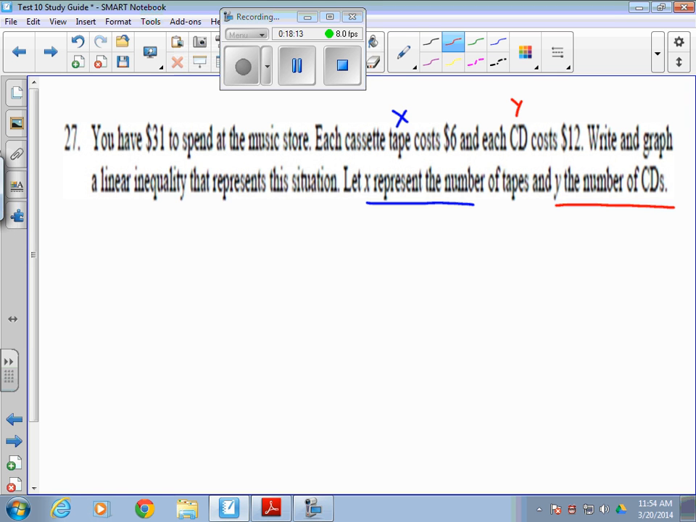CDs are Y. So 6 times however many tapes you buy plus 12 times however many CDs you buy has got to be, it tells us at the beginning, you only have $31 to spend. So those two together have got to be less than or equal to $31, since you have $31 to spend, but you can't go to $31.01. That would be too much.